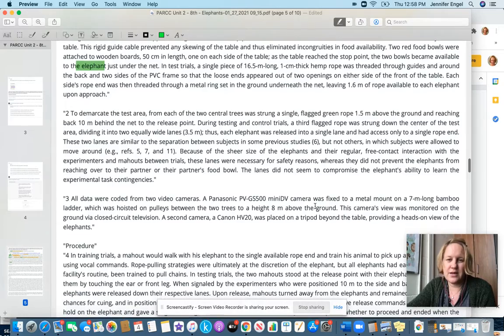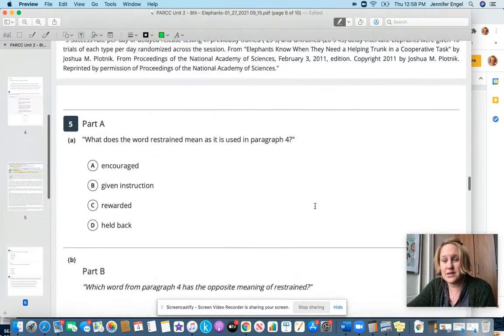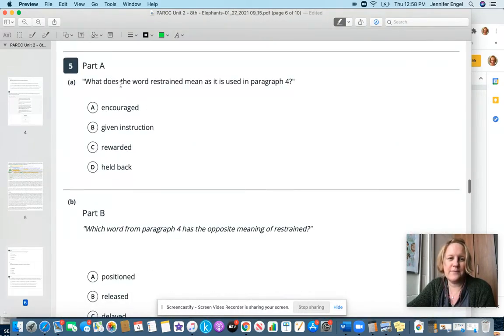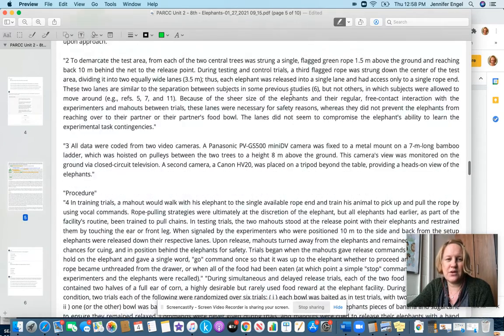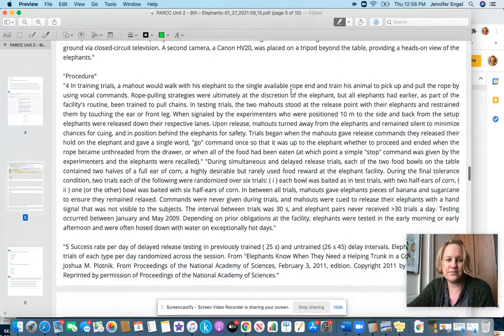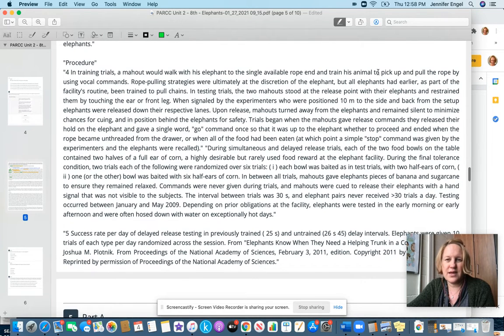All right, I don't know. This looks like a lot of stuff. Let's see if I can just go on and do it. What does the word restrained mean as used in paragraph 4? Okay, so now I have to skim and scan and try to find what restrained means. I don't even know if I can find the word restrained.